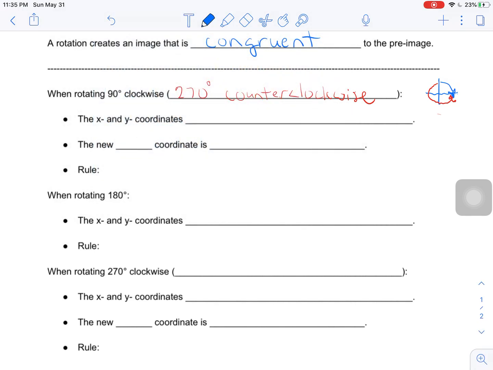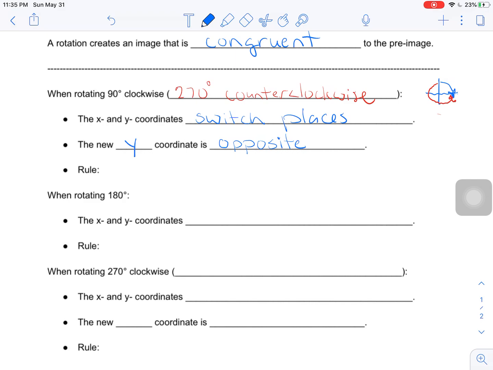Most of you noticed 2 things that happened with your coordinates when we did that 90 degrees clockwise rotation. First of all, you noticed that the x and the y coordinates switch places. The other thing that you noticed was that the new y coordinate is its opposite, or negative. And that actually has to do with just what quadrant you're landing in.